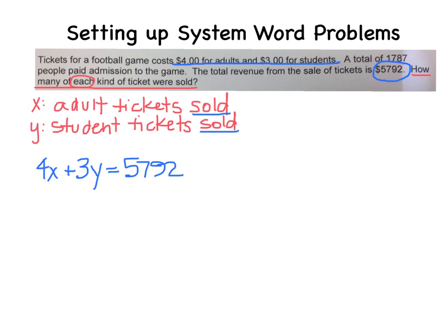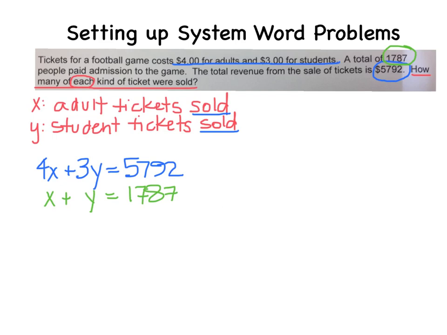The other piece of information they tell me is a total of that much were sold. So the number of adult tickets plus the number of student tickets total sold was 1,787. And I have set up my word problem. So for the majority of this video, we will set up word problems. I'm not going to take the time to solve them all out. I'm just going to give you a suggestion how to do it.